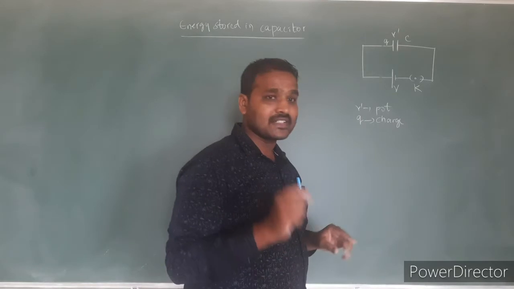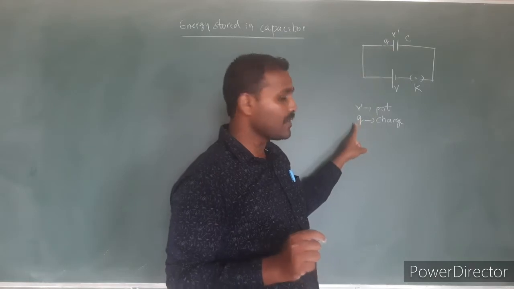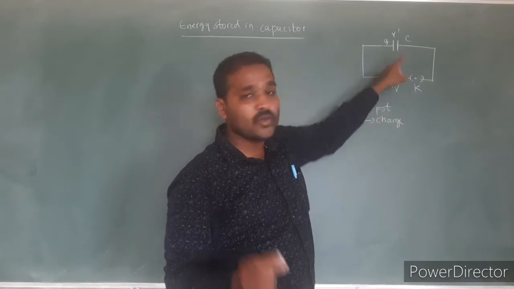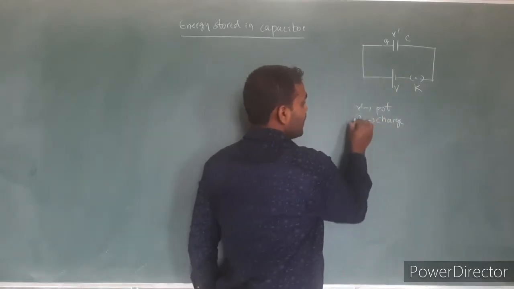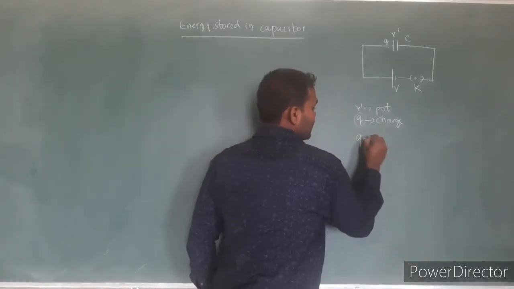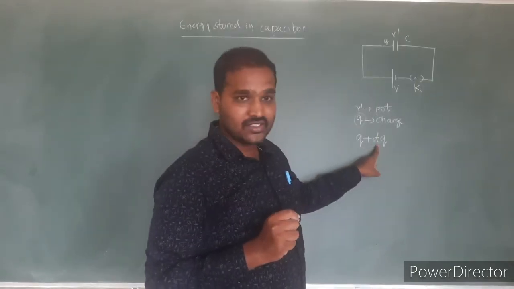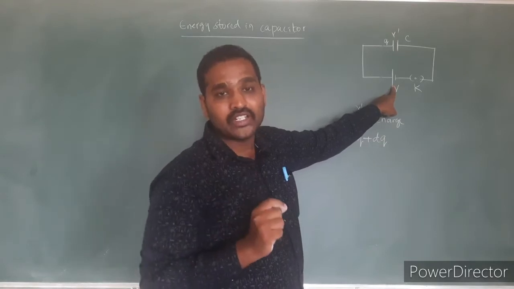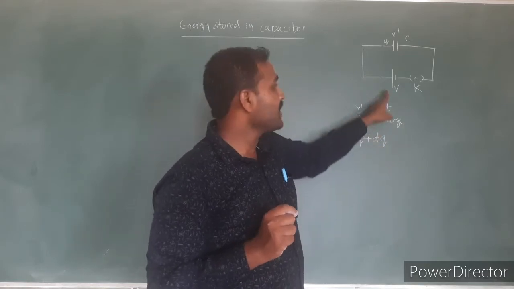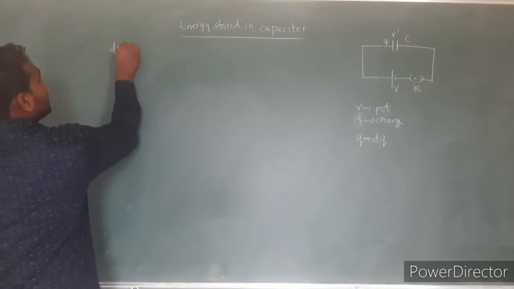Now let us consider the potential in this capacitor is V dash. The charge stored in this capacitor at the given time instant is q. Now, if this battery has to increase the charge by a very small value, let us consider this charge is increased by a very small value here. So the new charge let it be q plus dq. To transfer this charge, the battery has to do a very small quantity of work. That small quantity of work is given by dw.